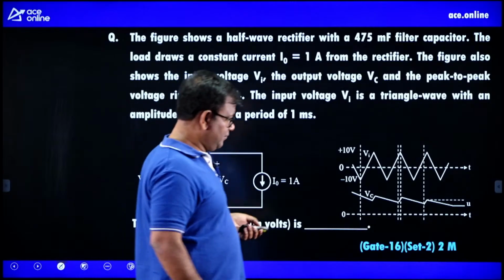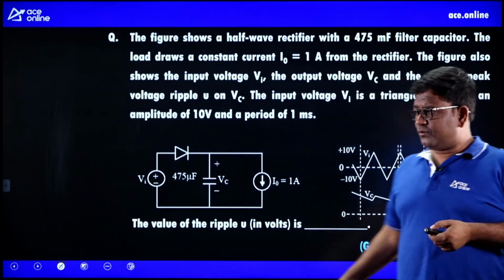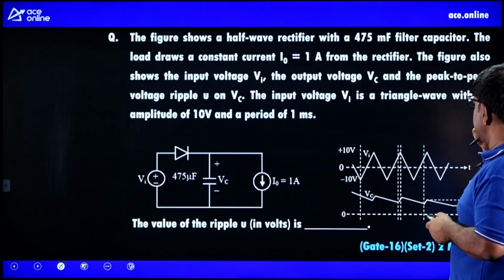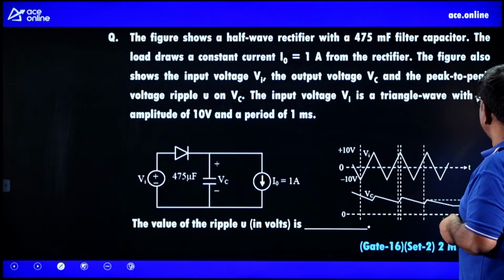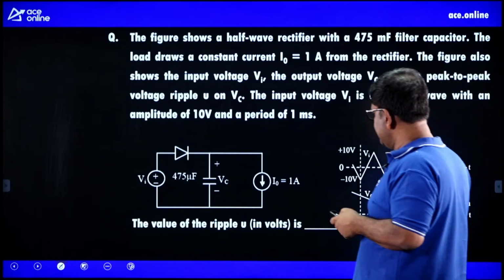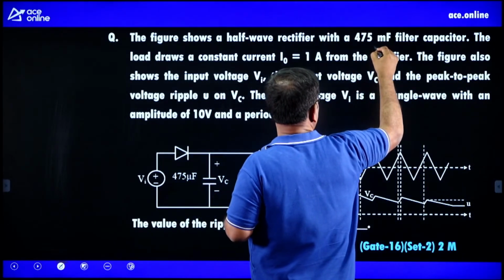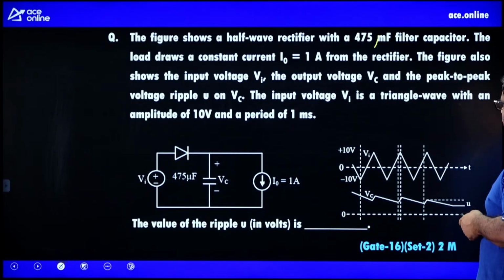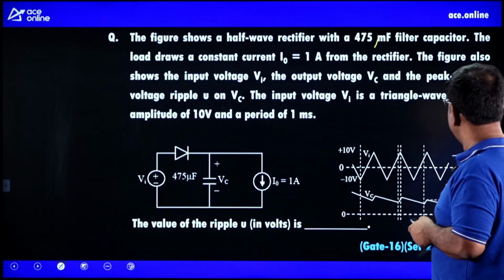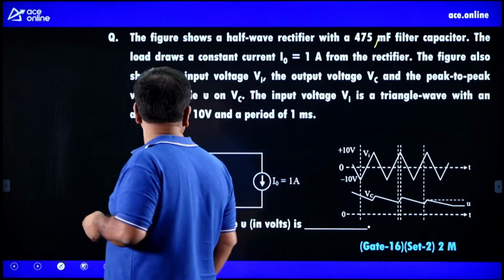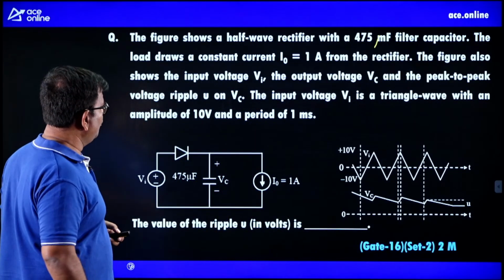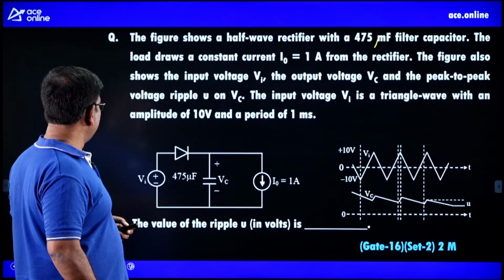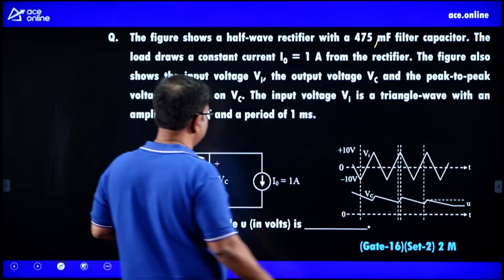Now this is a good problem. This is again a previous paper question. The figure shows a half wave rectifier with a 475 millifarad, so here it's given micro, so this should be microfarad filter. The load draws a constant current I naught of 1 ampere from the rectifier. The figure also shows that the input voltage Vi is a triangular waveform, and the output voltage Vc, and the peak to peak ripple voltage is delta V. Oh, he wants a ripple.